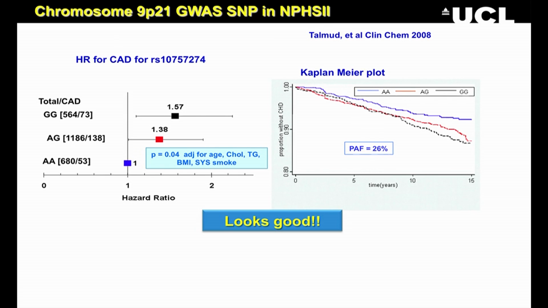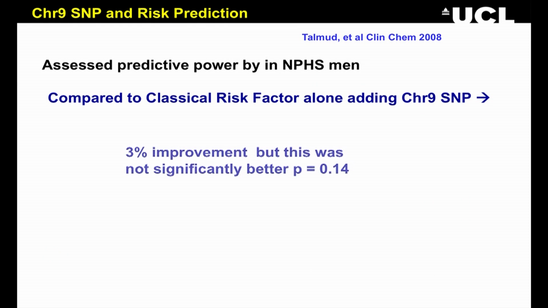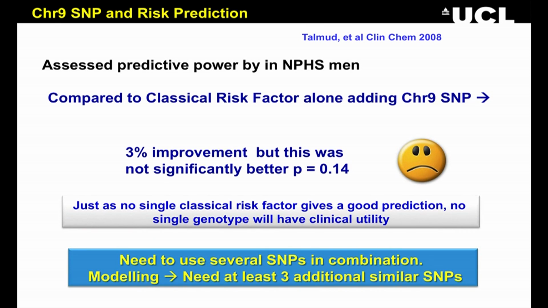So we're getting there, but one single SNP is not enough. Just as you wouldn't predict an individual's risk by simply measuring cholesterol, you put them all together. Simply looking at one gene won't do it. It's because heart disease is multifactorial. You've got to have lots of different genes.